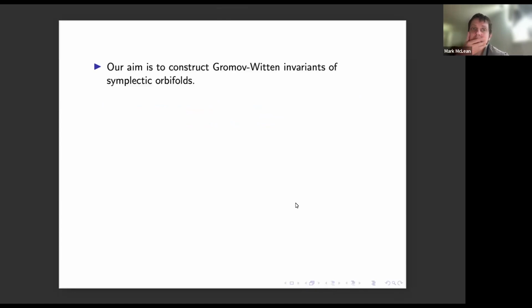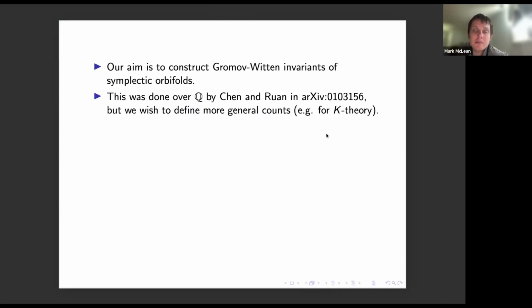So our aim is to construct Gromov-Witten invariants for symplectic orbifolds. The usual counts were done already many years ago by Chen and Ruan, but we could also try and define other counts. We wanted to do it our own way as well. We wanted to define other counts.